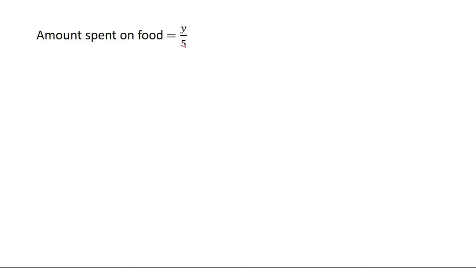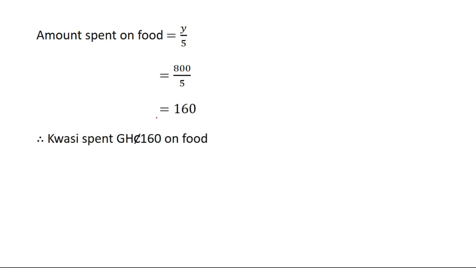Now you know that the amount of money he spent on food in terms of fractions is y over 5, as we saw in the previous example. But this time you don't need it in terms of fractions because you have already found y in terms of actual value, and you know that y is 800. So you are going to have 800 divided by 5, which is 160. So we can see that Kwesi spent 160 Ghana cedis on food.